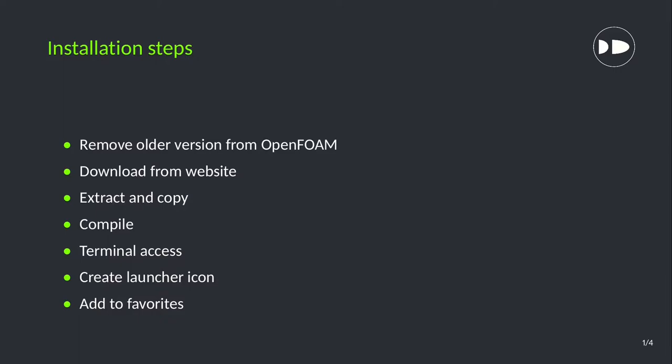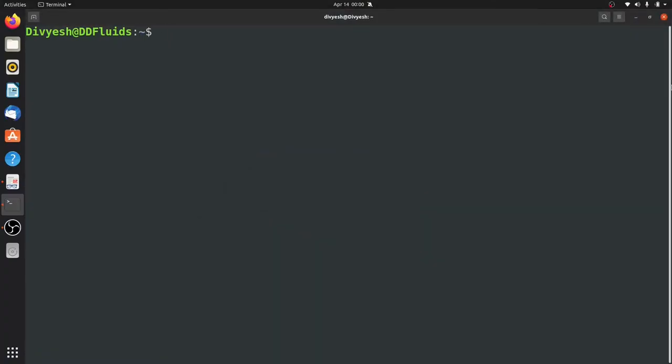So first step is removing the older version of ParaView from OpenFOAM. So let me open my terminal. So here, if I type which paraview, it will give me this link, and there you can see we have ParaView OpenFOAM 5.6 already installed. So we need to uninstall this one first.